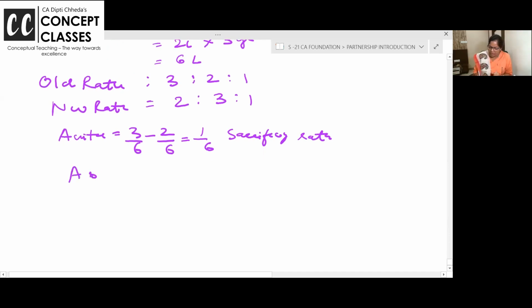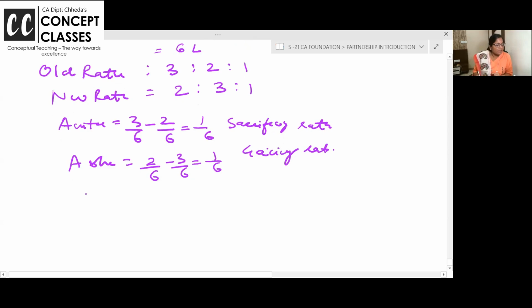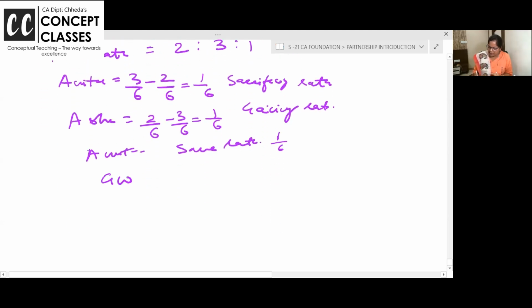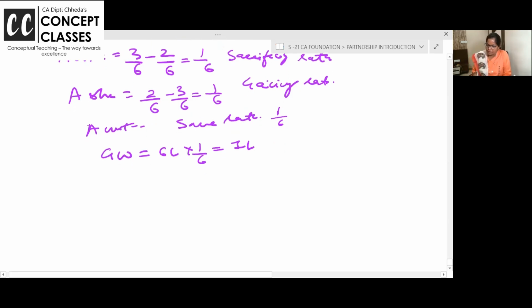Next, Asha. What is old ratio? 2/6. What is new ratio? 3/6. 1/6 she is gaining. And the third one, Amrit के लिए तो same है. Same ratio. Earlier also 1/6, now also 1/6. Now, what is the goodwill you have got? 6 lakhs. Goodwill 6 lakhs का 1/6 share. तो कितना आ रहा है? 1 lakh. So 1 lakh goodwill.